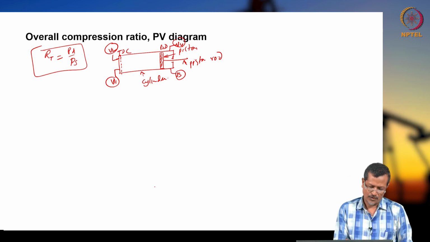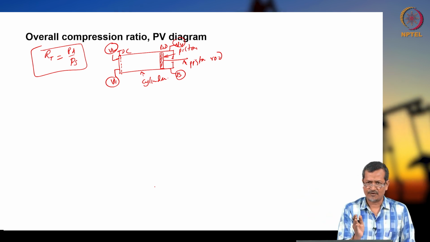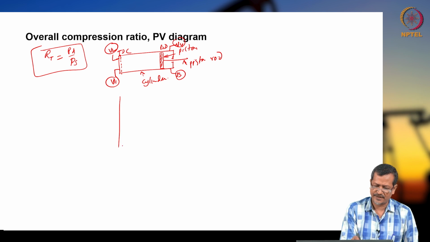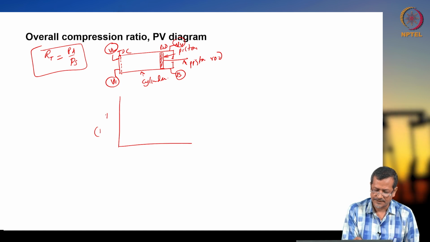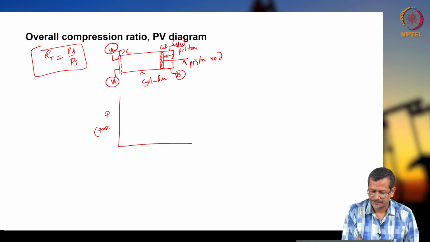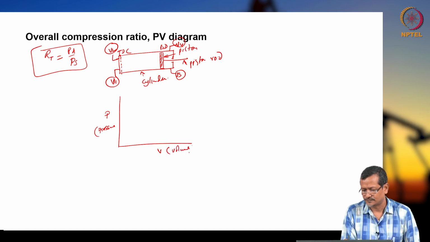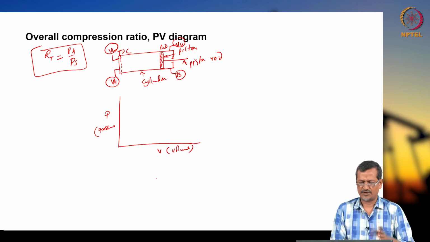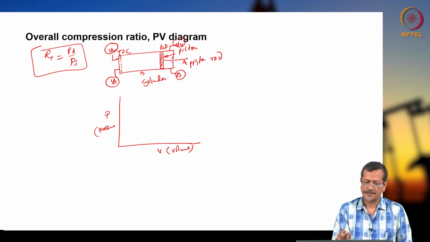Now in the pumping system you are pumping high pressure fluid, there is no compression, but here compression will be there. So how will this PV diagram, the pressure and volume diagram, look? This is pressure, this is volume. I am not writing units, units we will discuss later. So let us say it is single acting.